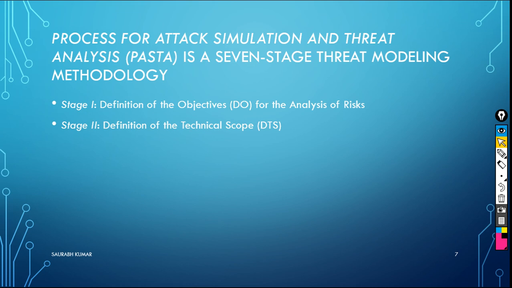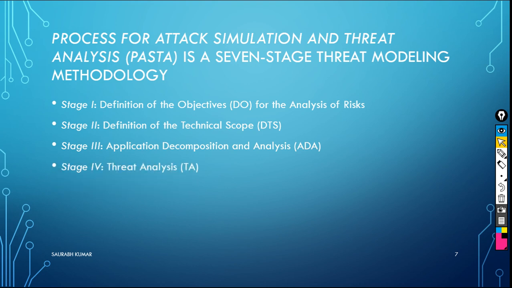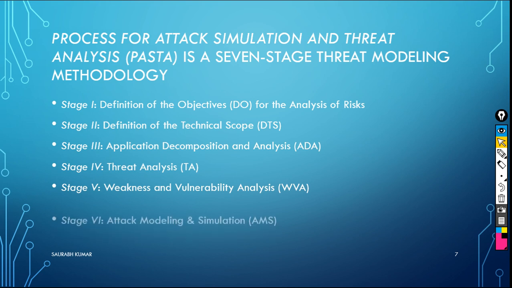The third stage we call ADA, meaning application decomposition and analysis. Then we go for the fourth stage, which is known as TA, threat analysis. We analyze the threat by using any of the methods which I discussed earlier in this video. Then the next step is to find out weaknesses and vulnerabilities in the application, in the system, in the network. And after finding the vulnerabilities and weaknesses, we do attack modeling and simulation.